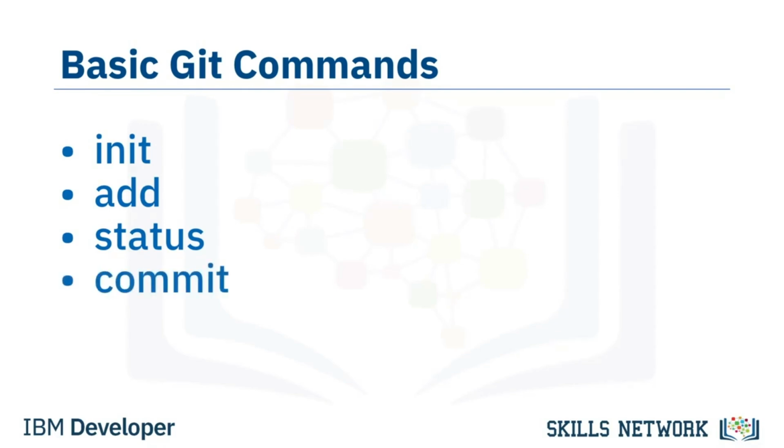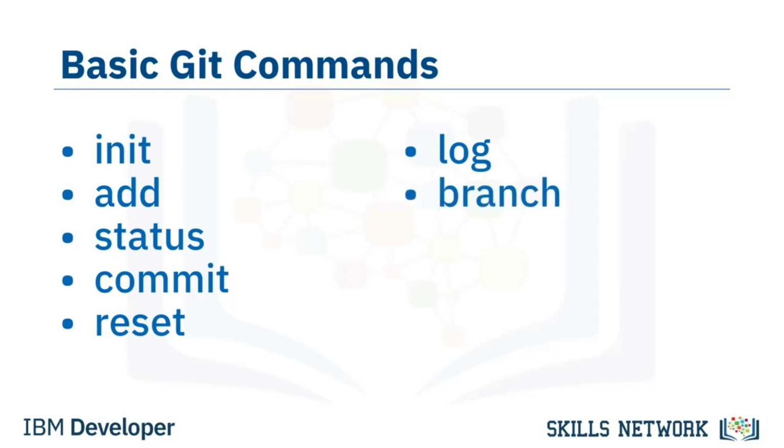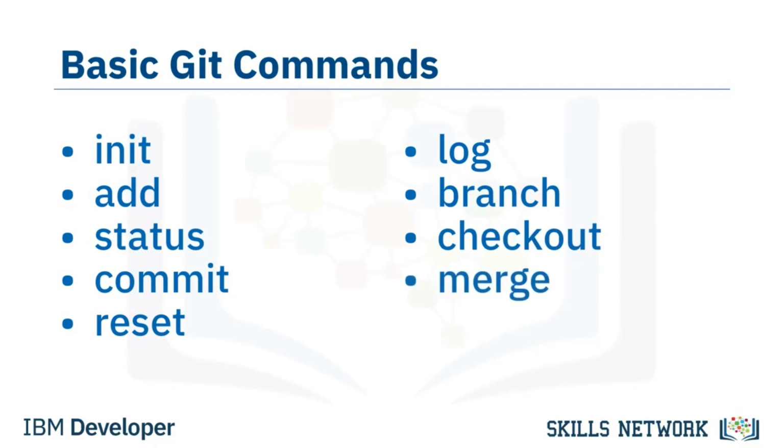Git commit takes your staged snapshot of changes and commits them to the project. Git reset undoes changes that you've made to the files in your working directory. Git log enables you to browse previous changes to a project. Git branch lets you create an isolated environment within your repository to make changes. Git checkout lets you see and change existing branches. Git merge lets you put everything back together again.